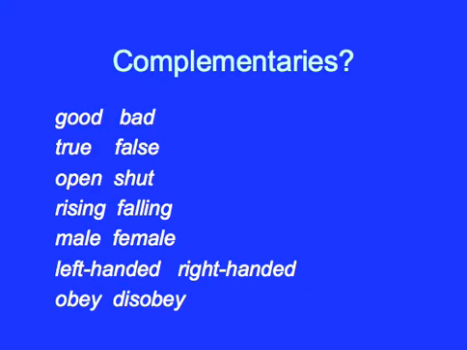Left-handed and right-handed. Well, we know physiologically that we have degrees of handedness. So we can be neither left-handed nor right-handed. We can be ambidextrous. Okay. Obey and disobey. Yeah, that's a complementary. He neither obeyed nor disobeyed. Nah, that's weird. Okay, so you get the gist of complementaries.